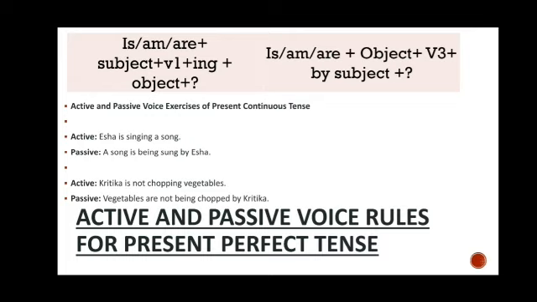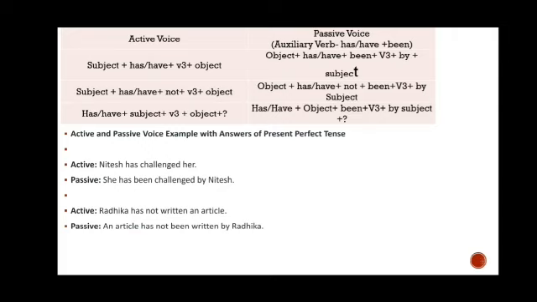Now next is present perfect tense. In present perfect tense you have to use subject, then has, have, then third form of verb and then object. In negative naturally not will come in the middle: subject, has, have, then not, then verb third, then object. And in interrogative has, have, subject, verb third, then object.